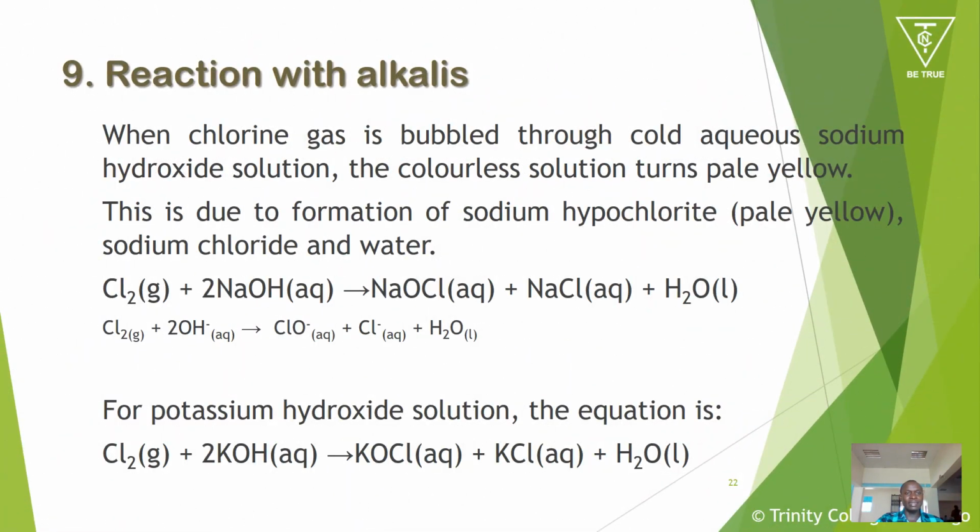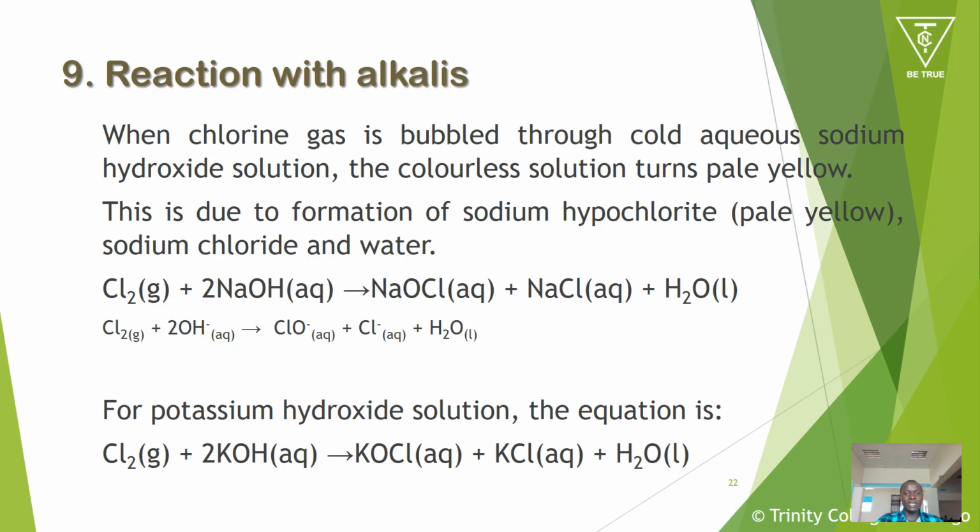A reaction with alkalis. When chlorine is bubbled through a cold sodium hydroxide solution, the solution turns pale yellow. This is due to formation of sodium hypochlorite. Sodium hypochlorite is a pale yellow substance used in bleaching. Therefore, its formation makes the solution pale yellow. The ionic equation can be written like that. Those of you who are scared of the ionic equations that we are writing here in this presentation, don't worry, we are going to elaborate more on ionic equations in the next videos.